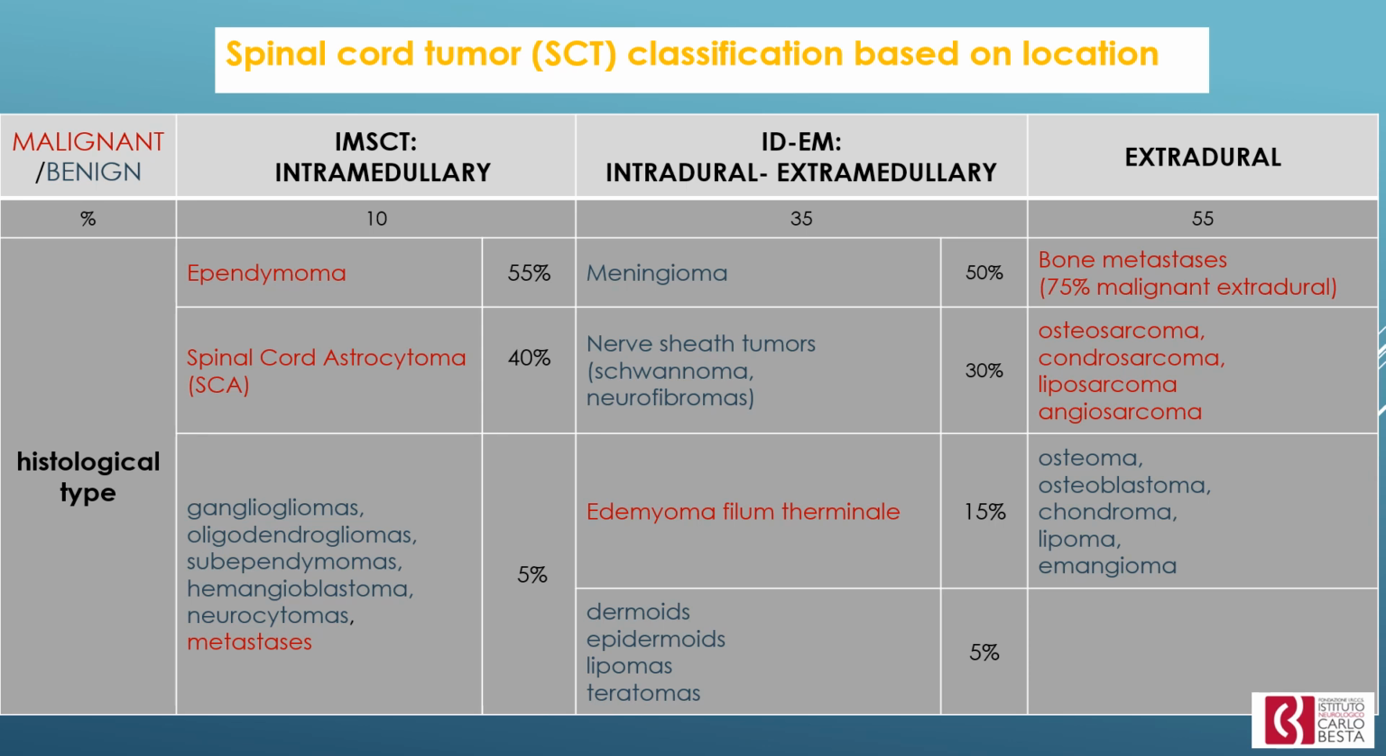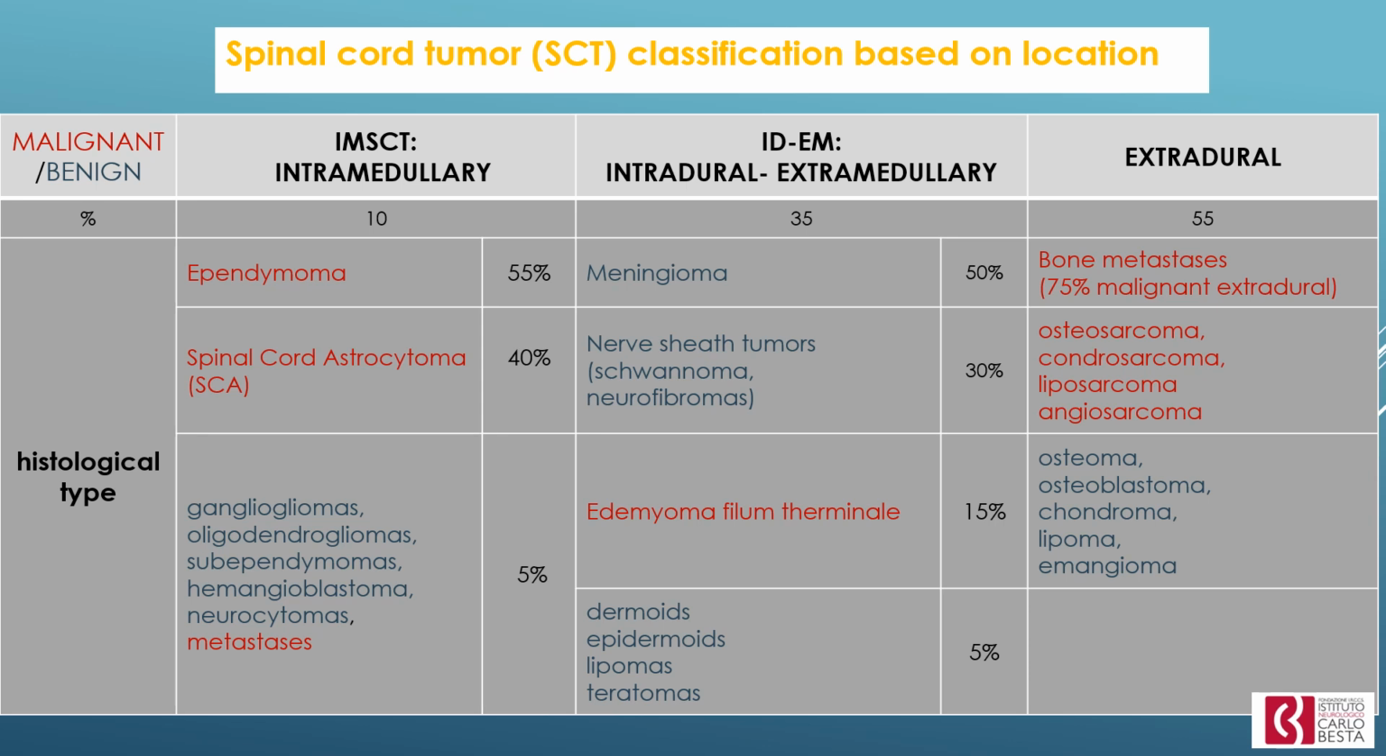Based on the location within the spine, tumors can be differentiated in several histological types. The tables list the different histological types according to the site, highlighting malignant tumors in red and benign tumors in black. Intramedullary spinal cord tumors account for 10% of all spinal tumors, and the most common are ependymoma and astrocytoma, that I'm going to discuss later.